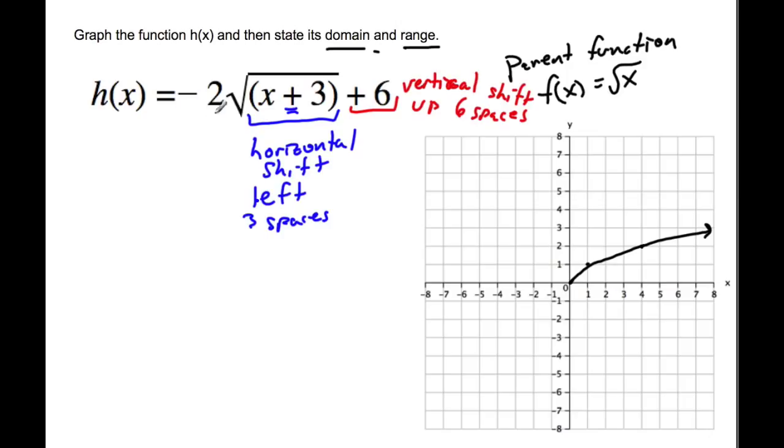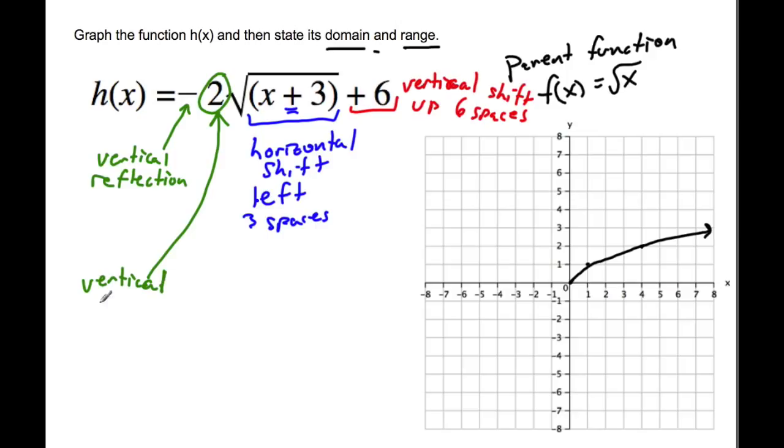Now we've got a few extra things out here. We know that this symbol, since it's outside the radical, that's going to be a vertical movement, so it's a vertical reflection. And then the last piece is this 2 right here. This is telling us that it's a vertical stretch because it's outside the radical. And we'll just say by 2.